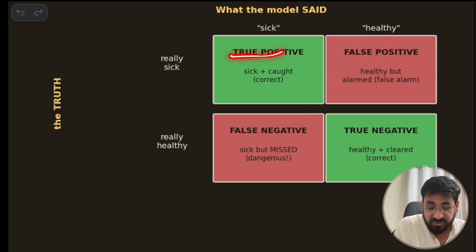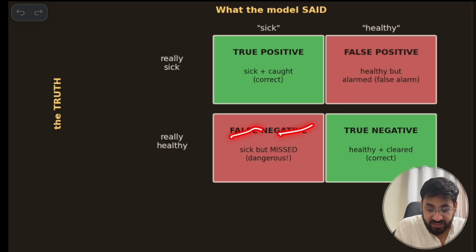See, true positive means the person was actually sick and our model caught that. This is the correct one. What is true negative? That person was healthy and we cleared that. Okay, this person is healthy. Now, what is the false one? See, this is the false positive. Person is healthy, but it alarms that no, he is sick or she is sick.